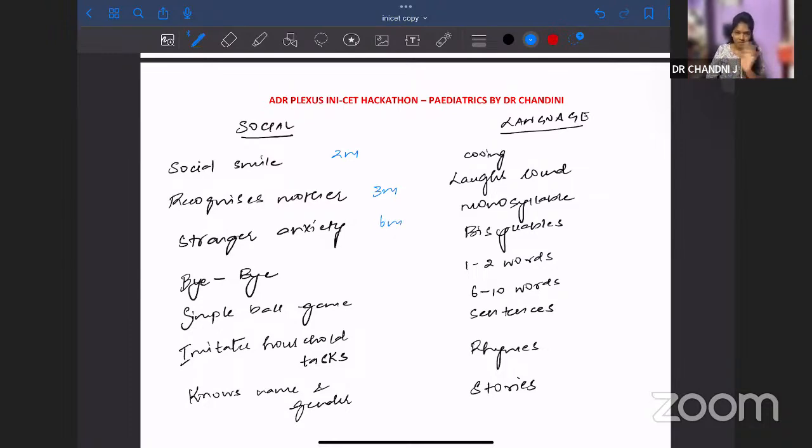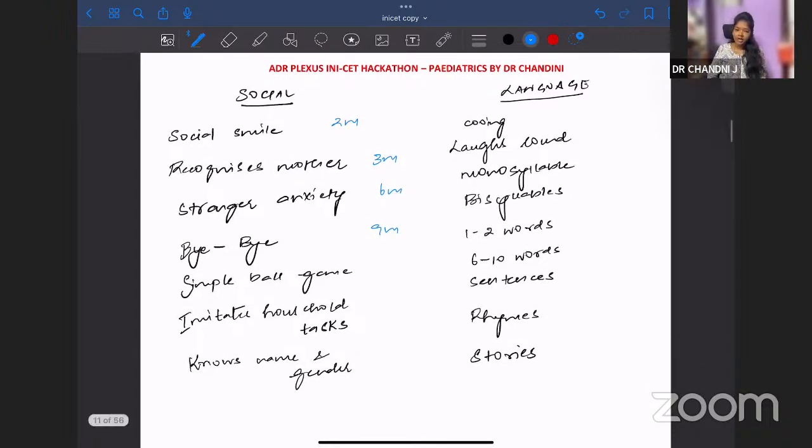Bye-bye. A baby says bye-bye when? 9 months. Play a simple ball game by 1 year. So if you see here, just like 3 months, 3 months, 3 months, remember this. Then, able to imitate household stuff. When you go and sleep, the baby will also come and imitate that, by 18 months. Knows name and gender by 3 years.